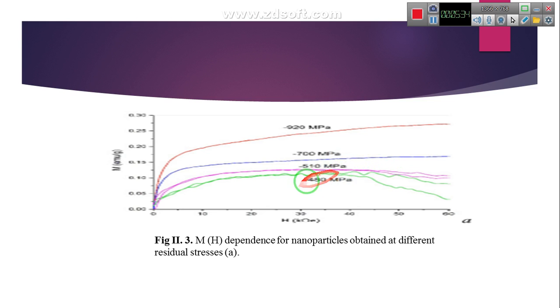Figure 2.3 shows the dependence of the magnetic moment for the nanoparticles obtained at different pressures of the gas mixture. On the basis of the observed behavior of CuO nanoparticles, it can be concluded that the magnetic properties of the system under study are related to the amplitude of the residual stresses in the nanoparticles.